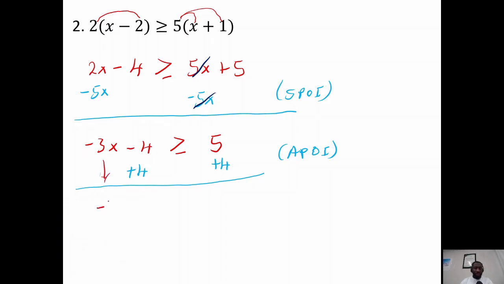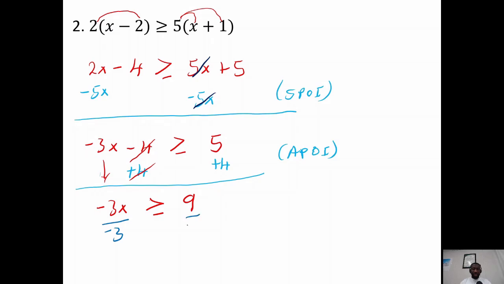I have minus 3x. But let's look here. We have negative 4 plus 4, so this is going to cross out, right? I'm left with greater than or equal to 5 plus 4. I have 9, right? But then I want to get x by itself. This is what we now have currently. If I want to get x by itself, then I've got to divide by the coefficient. Whatever is in front of it, that's the coefficient, negative 3.